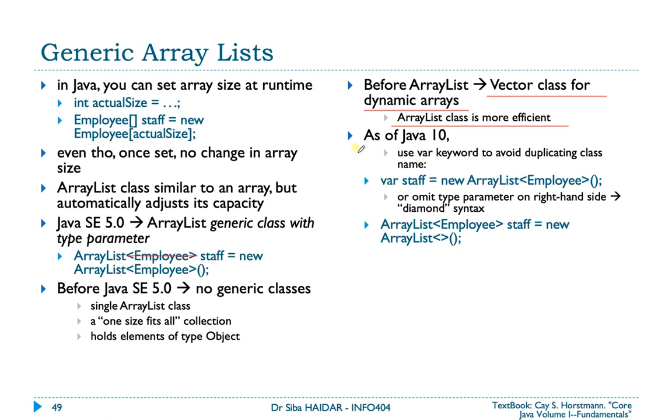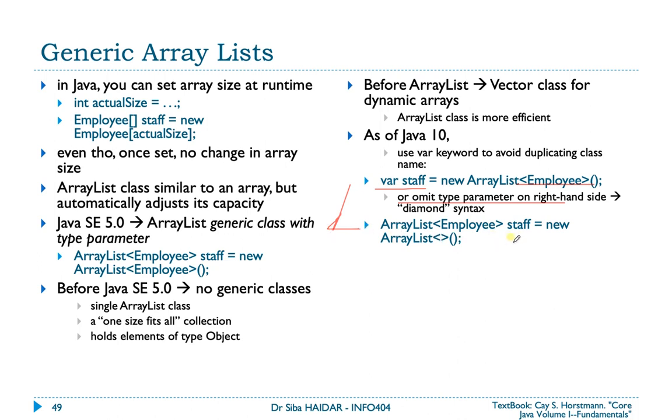So as of Java 10, you can use the var keyword to avoid duplicating the class name. Instead of writing ArrayList<Employee> staff = new ArrayList<Employee>(), you just write var staff = new ArrayList<Employee>(). You put the type parameter just once, in the constructor call. Or you can omit the type parameter on the right-hand side if you declare the variable staff as ArrayList of Employee. So you can either write this syntax or this one.